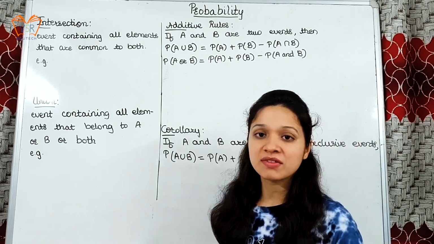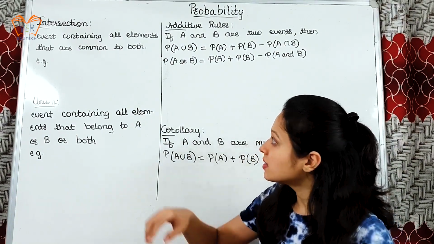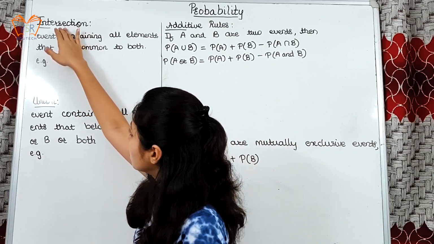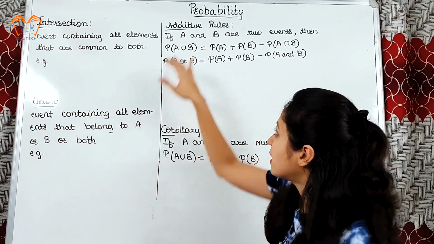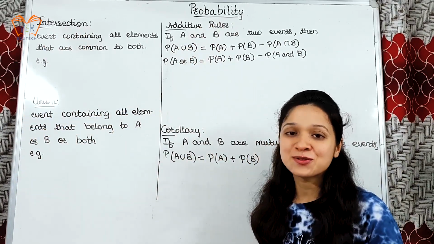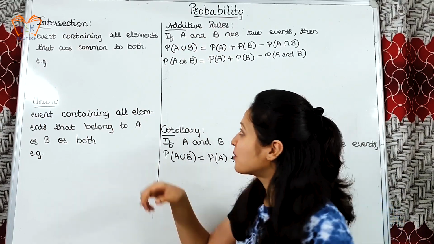We studied what are events and different types of events. In this video, we'll move on to the terms called intersection, union, and additive rules, or the addition rule for probability.